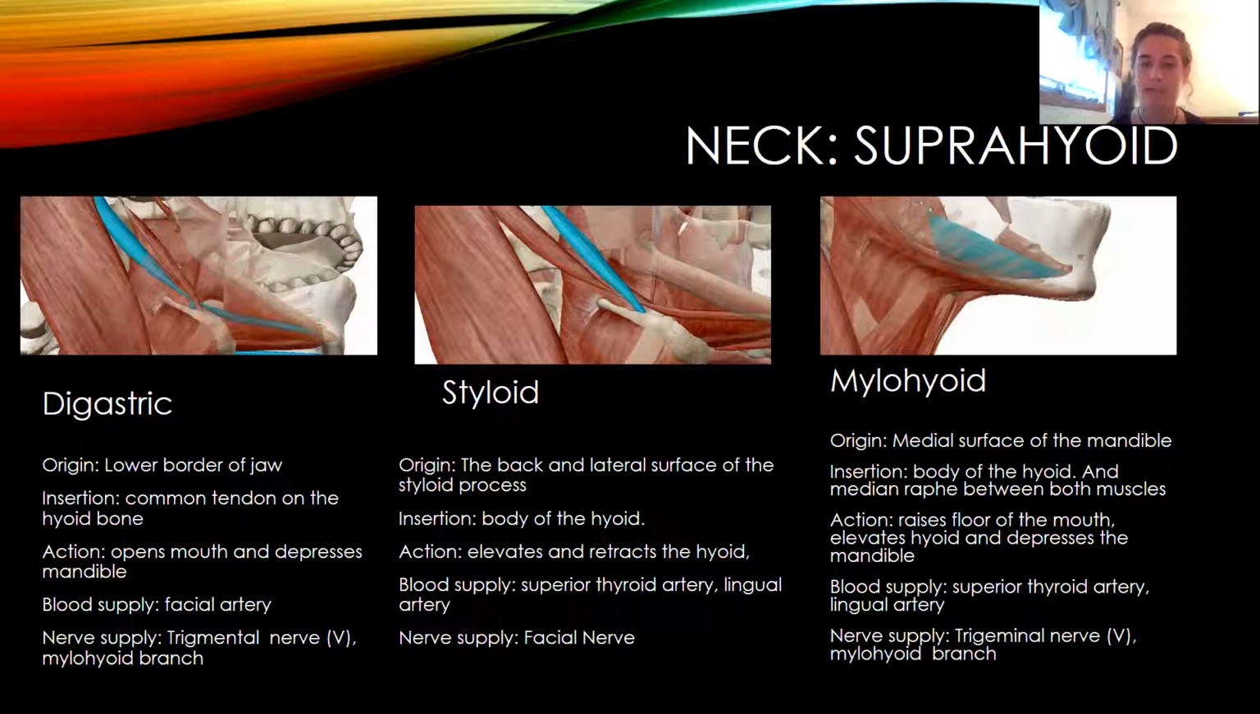Then next is the stylohyoid, and the origin for this is the back and lateral surface of the styloid process, kind of right next to the temporal bone. You can't really see it here, but it's kind of back there. And then the insertion is the body of the hyoid bone. The action is that it elevates and retracts the hyoid. The blood supply for this is the superior thyroid artery and lingual artery. And then the nerve innervation is the facial nerve.